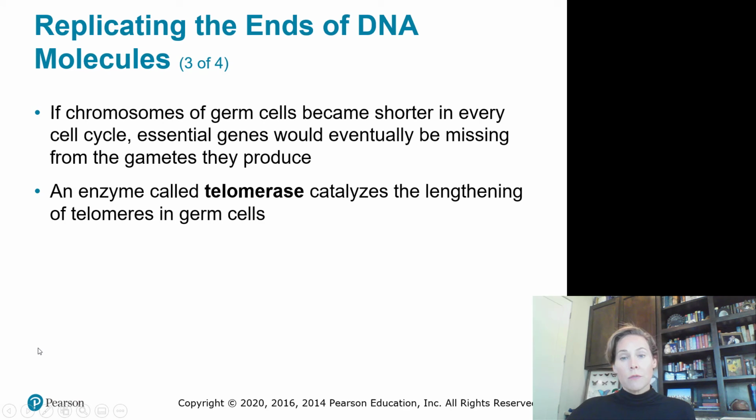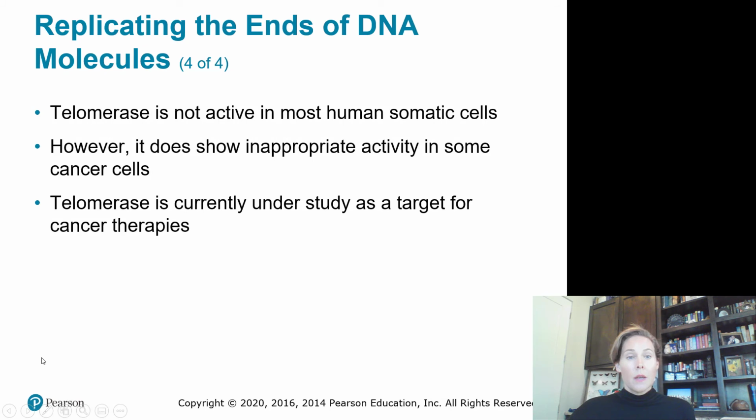If chromosomes of germ cells become shorter in every cell cycle, essential genes will eventually be missing from the gametes that they produce. An enzyme called telomerase catalyzes the lengthening of telomeres in germ cells. Telomerase is not active in most human somatic cells, though, but it does show inappropriate activity in some cancer cells.